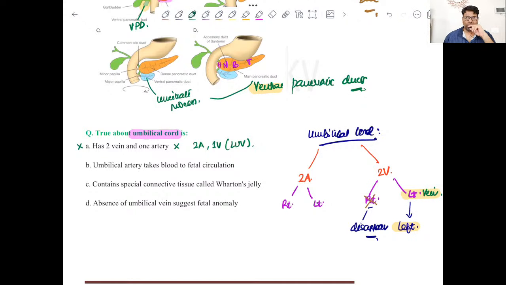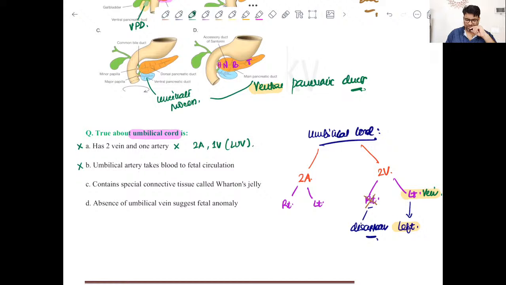Now I just want to ask some other attendees whether you feel that option B is right or wrong. You can just answer right or wrong, true or false, whatever, and I'll understand your views. Yes, I'm waiting for your response. Umbilical artery takes blood to fetal circulation. Is this Raja, Charan, Sunny? Yes, you are absolutely right. This statement is also wrong.